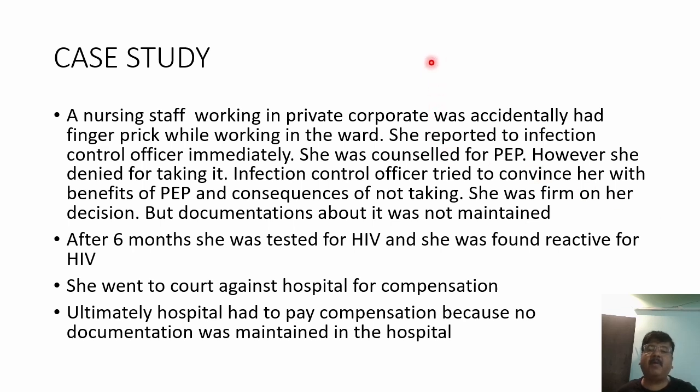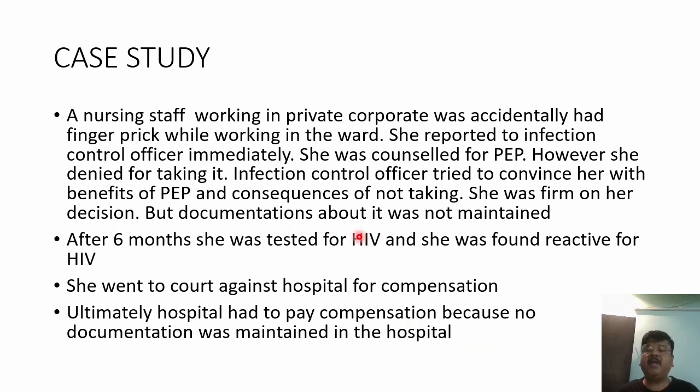A nursing staff member working in a corporate hospital accidentally had a finger prick while working in the ward. She reported to the infection control officer immediately. She was counseled for post-exposure prophylaxis. However, she denied taking it. The infection control officer tried to convince her with the benefits of post-exposure prophylaxis and the consequences of not taking it. She was firm on her decision, but documentation about it was not maintained. After 6 months, she was tested for HIV and found to be reactive. She went to court against the hospital for compensation. Ultimately, the hospital had to pay compensation because no documentation was maintained.